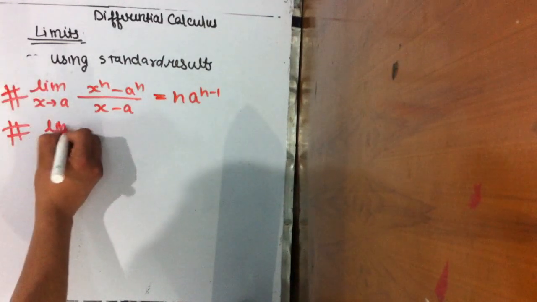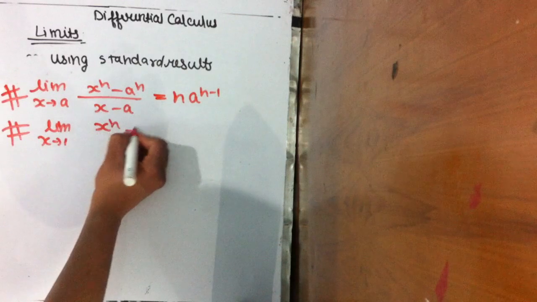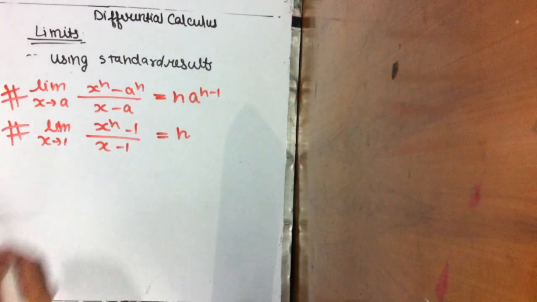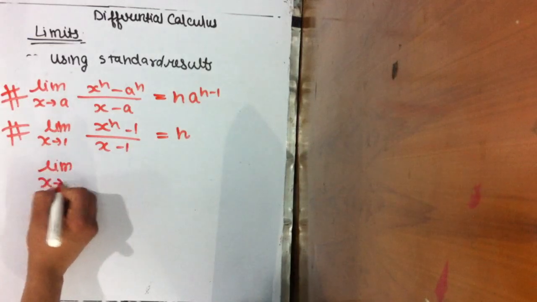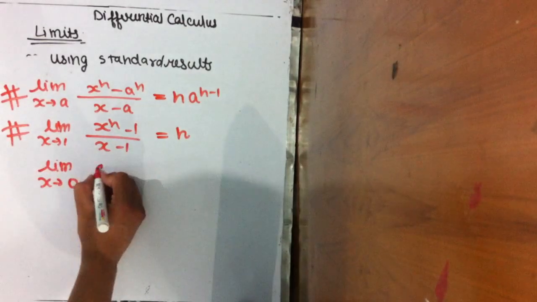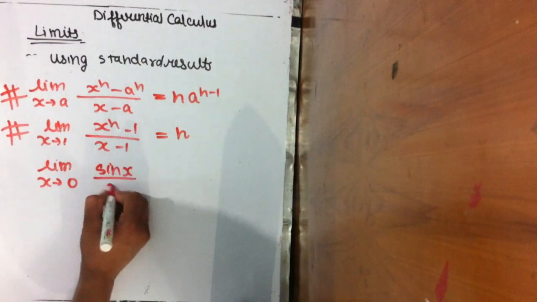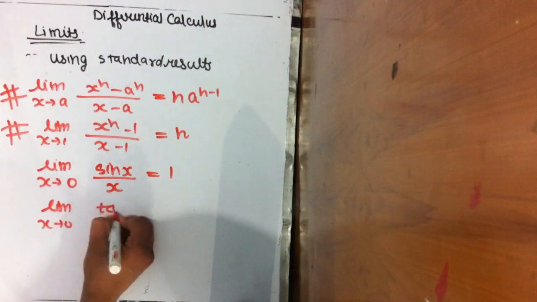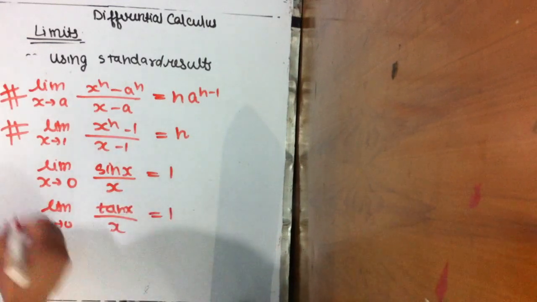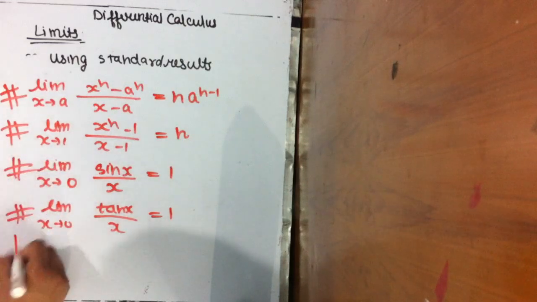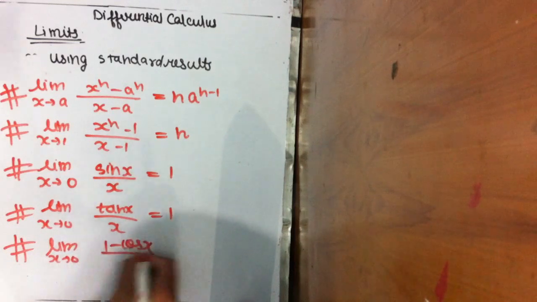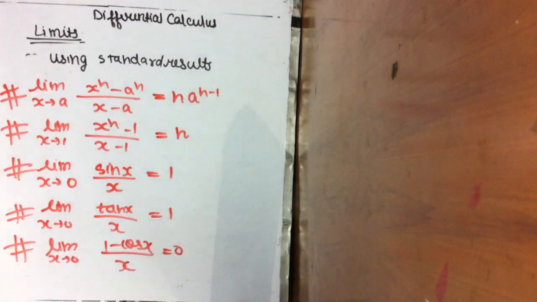Next is limit x approaches 1, x to the power n minus 1 divided by x minus 1 equals n. Next is limit x approaches 0. Now we have trigonometric functions, that is sin x by x, that is equivalent to 1. Limit x approaches 0, tan x by x equals 1. And the last is limit x approaches 0, 1 minus cos x by x equivalent to 0. So these are the basic standard results.